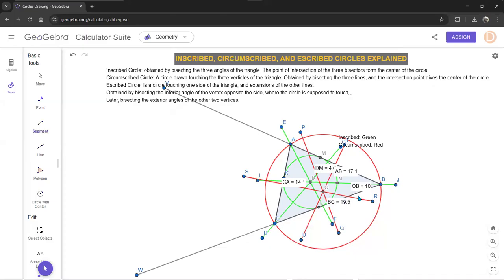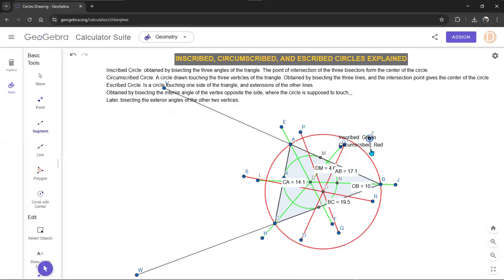So now, as we said, we are going step by step. It is obtained by bisecting the interior angle of the vertex opposite the side. So if the side of our interest is AC, the opposite interior angle will be angle ABC, the angle at vertex B, right? So we're going to first of all bisect that.